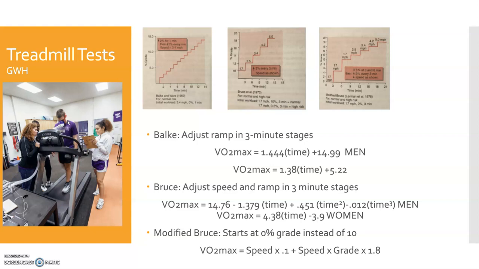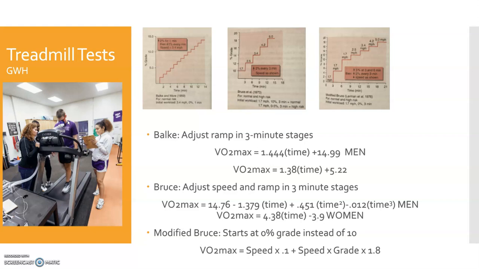Most of the maximal tests are multi-stage tests. There are exceptions. They're adjusting something to make the test harder for each stage, and then you're looking at the response of heart rate and blood pressure to those changes. Eventually you'll get to a point where the heart rate plateaus, and that's how you know you're at your maximum value. The modified Bruce is usually used for maybe older adults or less fit persons.